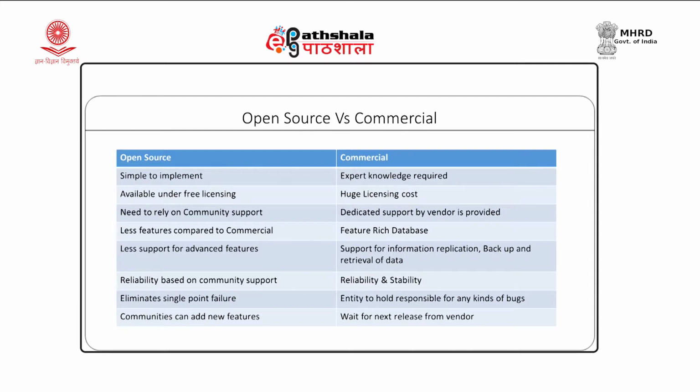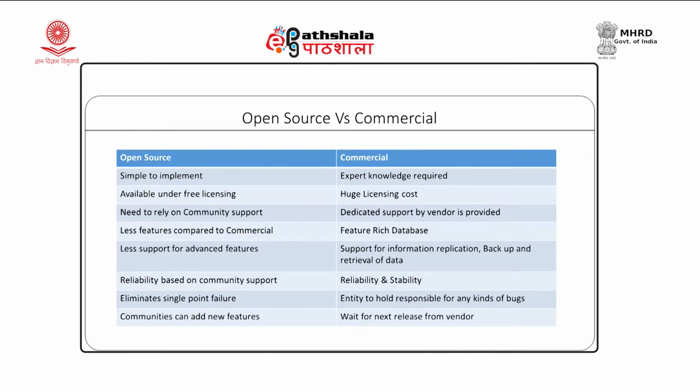Open sources hardly support advanced features, whereas proprietary databases have support for information replication, backup, retrieval of data, etc. The reliability of open source software or databases is completely based on the community support, whereas in proprietary the vendor takes complete responsibility of reliability and stability. In open source, because many people in the community can give feedback on bugs or issues or add new items, it eliminates a single point of failure, whereas in proprietary you have an entity to hold responsible for any kind of bugs. In open source, the communities can add new features, but in commercial you are supposed to wait for the next release.